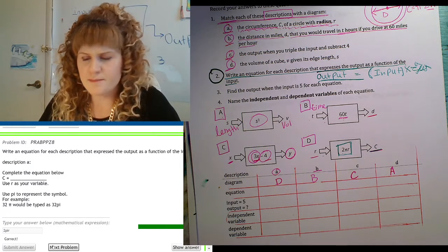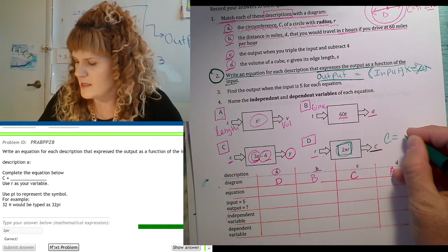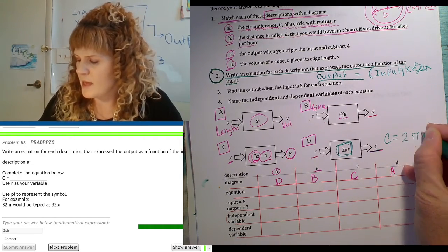Good, I got it correct. So that is the expression for C. I'm going to write it out this way. C equals 2 times pi times r.